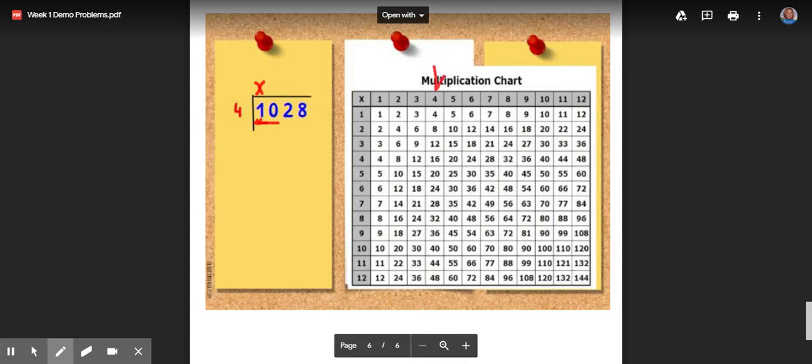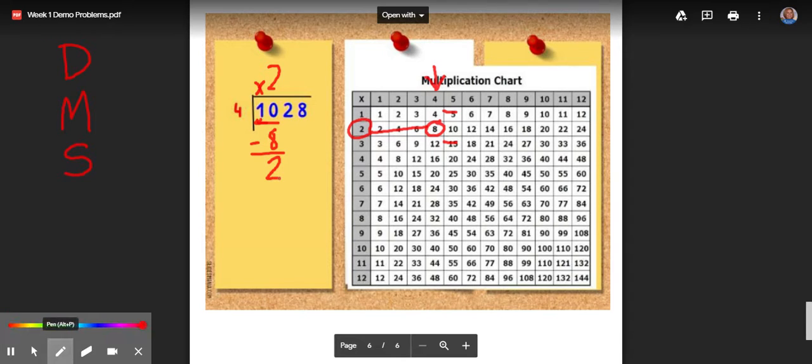I'm dividing by 4, so I'm looking in my 4's column. 10 divided by 4, I can see that 8 is the number that isn't too big. 12 is too big, 4 is too small. So my number is 8. 4 divided into 10 is 2 times. 2 times 4 is 8. Subtract. I had 10, I used 8, I have 2 left over.